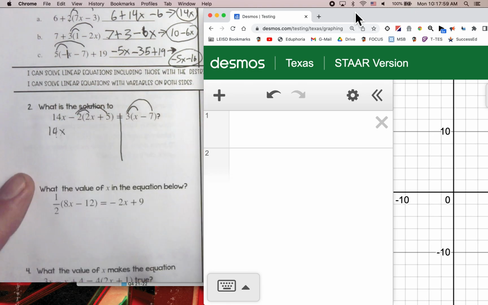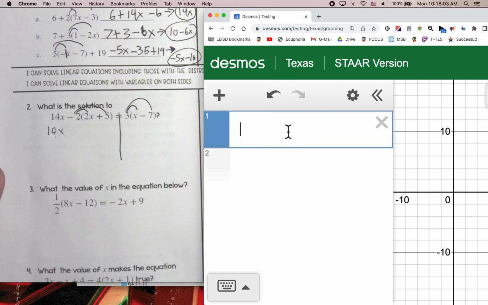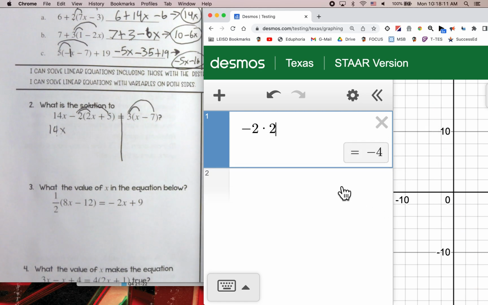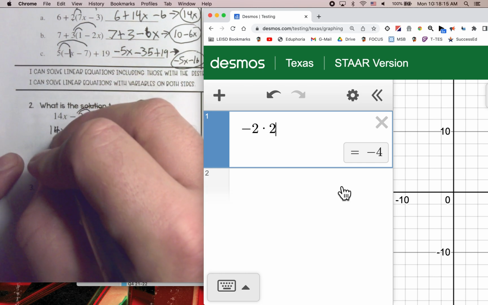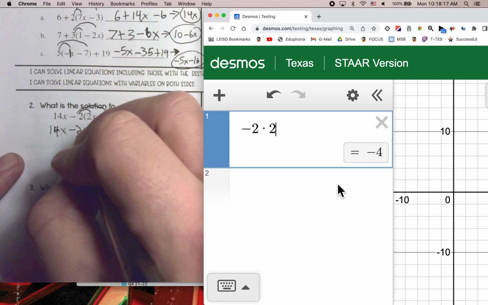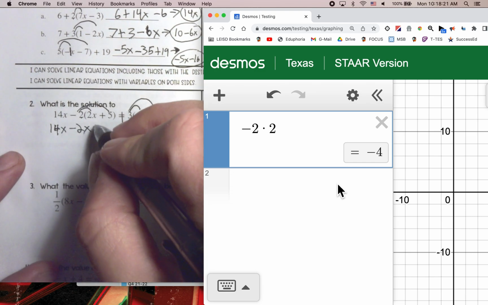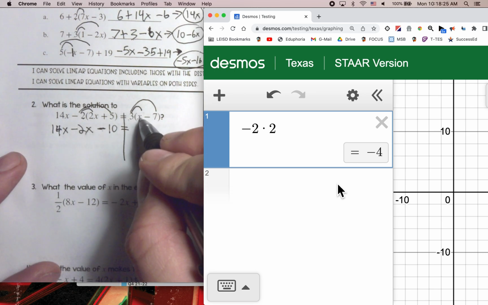Okay, so negative 2 times 2. If I was going to type that in my calculator, I would type negative 2 times 2. Notice I did not put the x. If I put an x, it doesn't give me this negative 4, which is what I want. So negative 2 times 2x is negative 4x. And then negative 2 times positive 5 is going to be negative 10. 3 times 1x is going to be 3x.